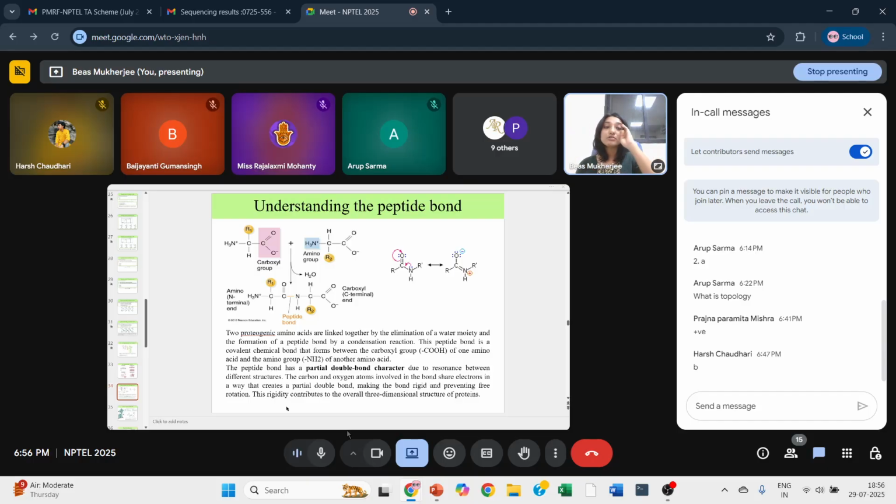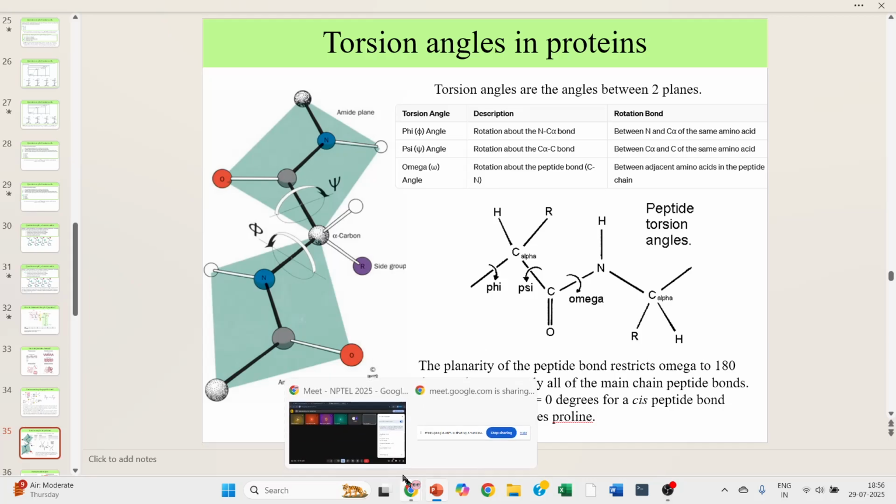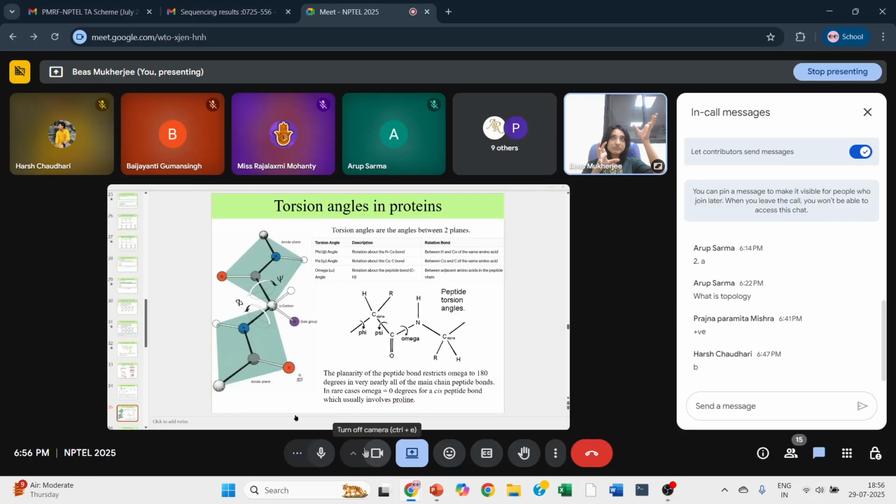Okay. Because of these shared bond electrons, the peptide bond becomes relatively rigid and prevents free rotation. This rigidity contributes to the overall three-dimensional structure of proteins. So you can imagine it this way, that this polypeptide chain is there. It is connected by different bonds. Now the planes keep on rotating this way. Let's take one amino acid as one plane and another amino acid as another plane, and this is how they keep on rotating.